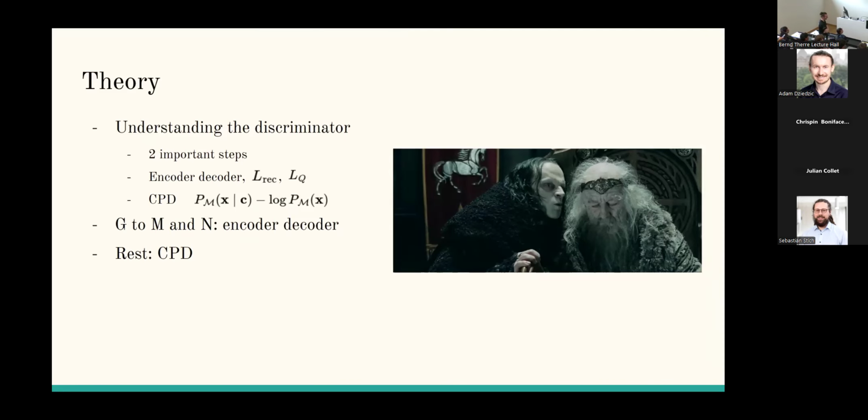Under this understanding discrimination, you have two important steps. You have the encoder decoder. This is only relevant for G to M, because the SOTA was really good at doing M to N, but they couldn't do G to M, and that's because of the encoder decoder. Then you use CPD for everything else, because that's what the SOTA did before, basically.